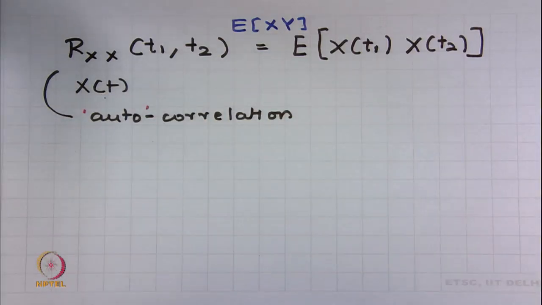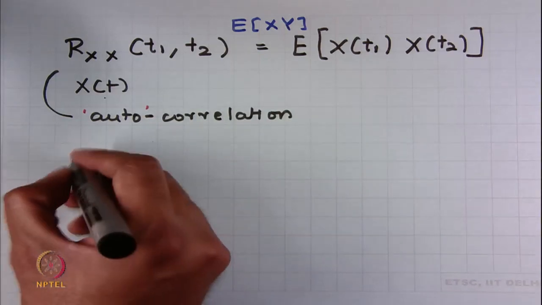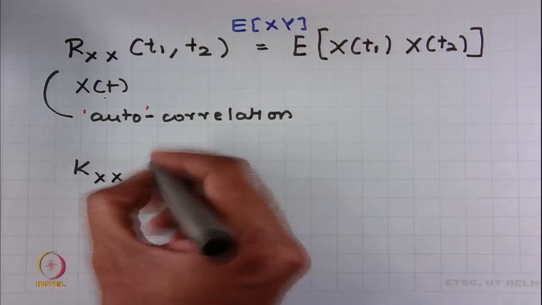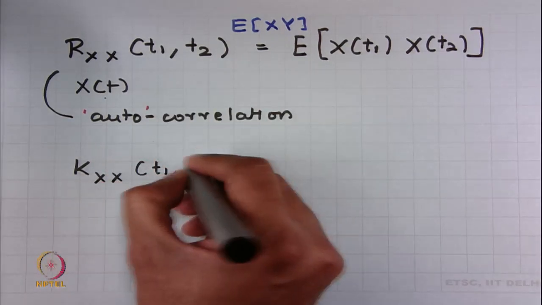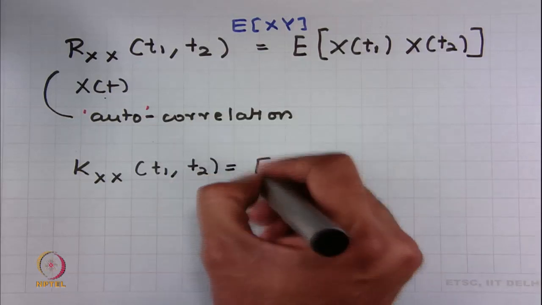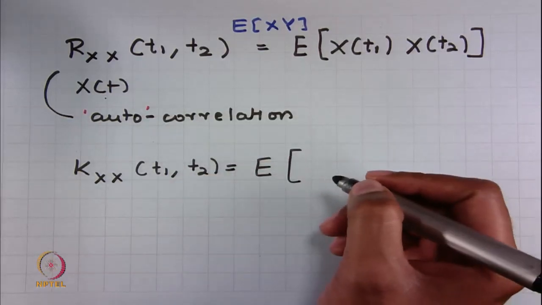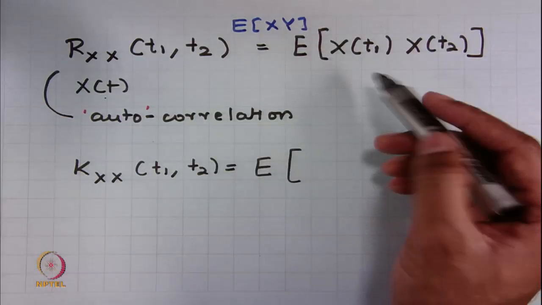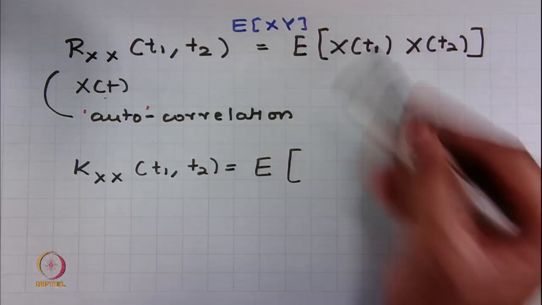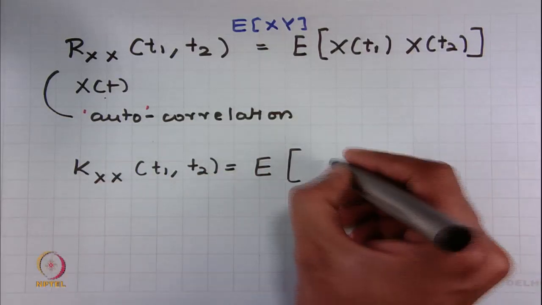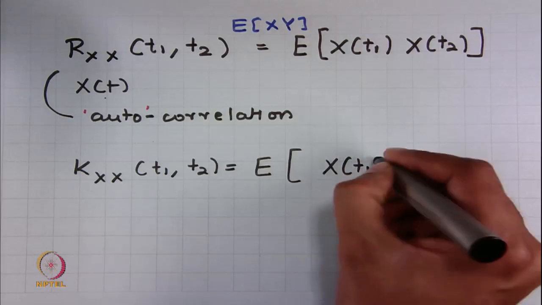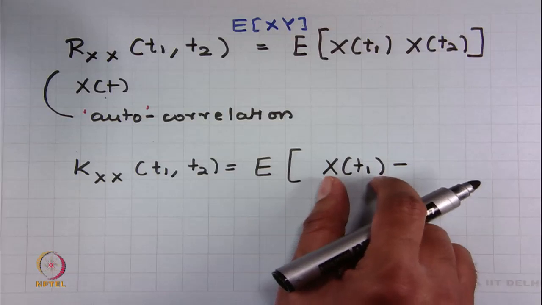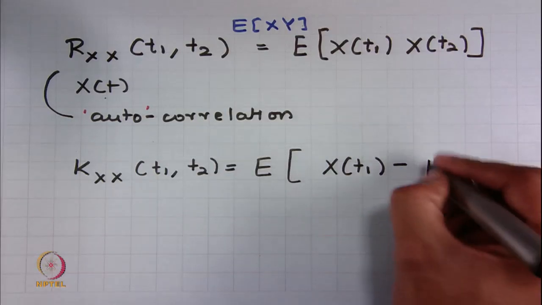Okay. Let us now define auto covariance. So, what is the difference between covariance and correlation? We have already seen that in the case of covariance we have to subtract the mean from the random variable. So, auto covariance can be obtained by subtracting the mean of the random variable X(t1), we denote that with this.